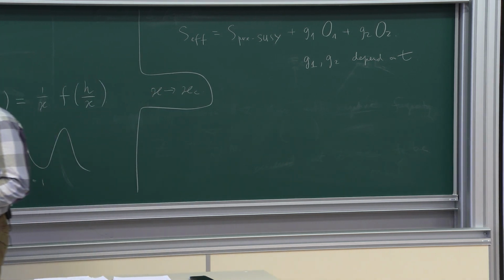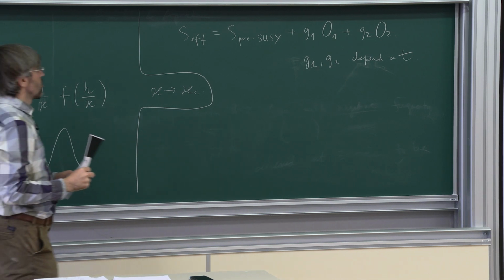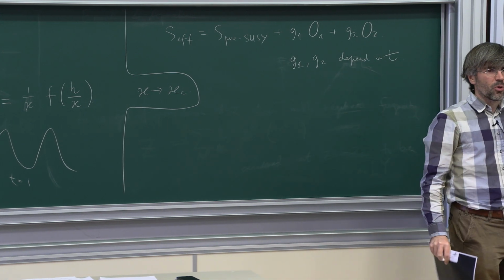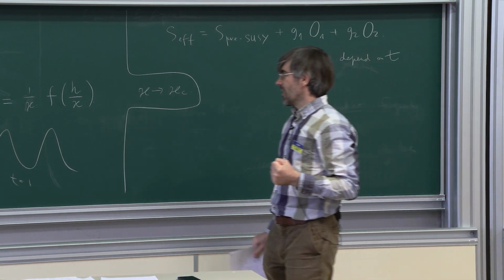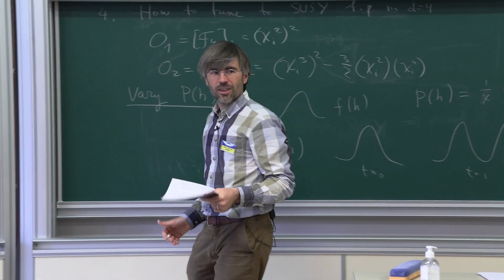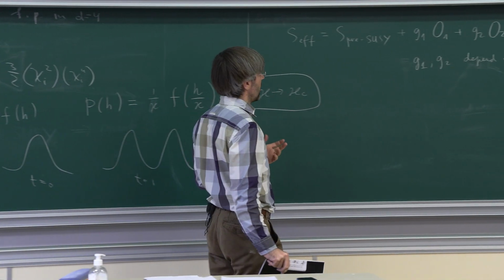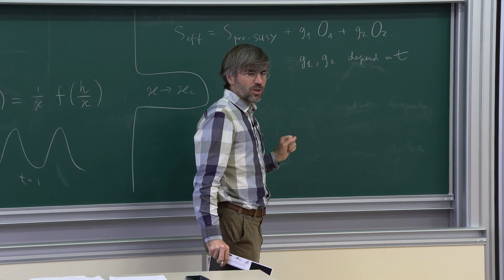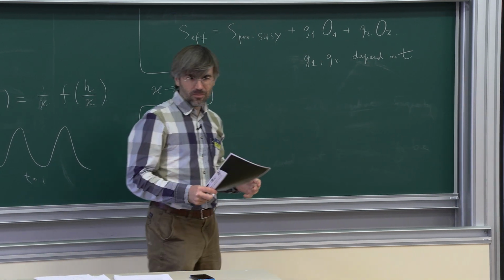And to find a SUSY fixed point, you would like to tune both of these couplings to 0. But of course, you cannot tune both of them to 0 if you just have a one parameter family of distributions. And people who do simulations don't want to consider two parameter families of distributions because it's too complicated. So we have to understand, is there any chance to see SUSY if you only have a one parameter family of distributions at your disposal? That's what I would like to discuss.